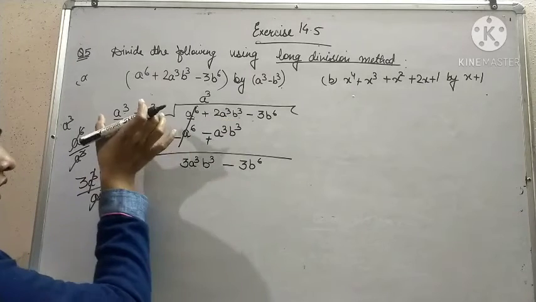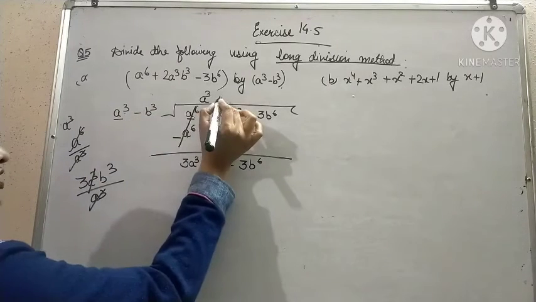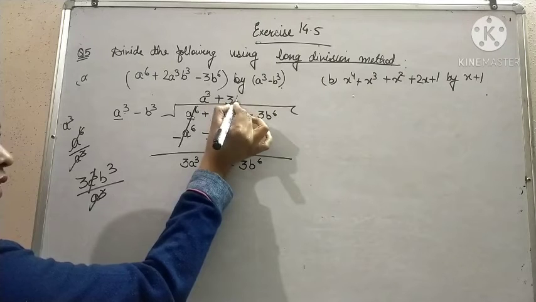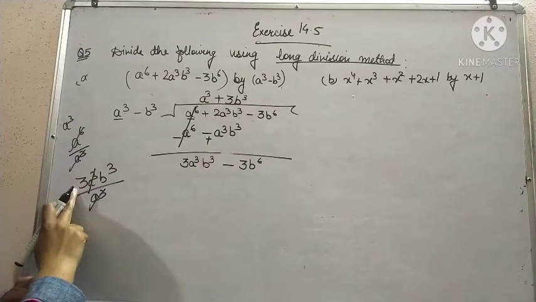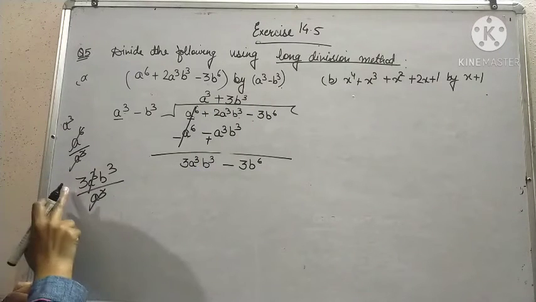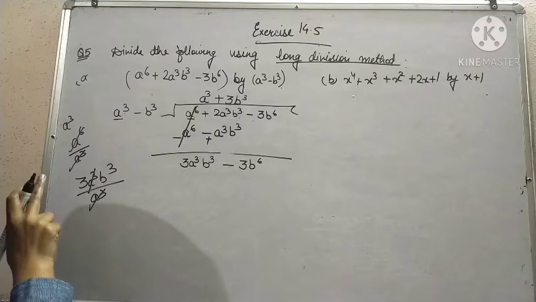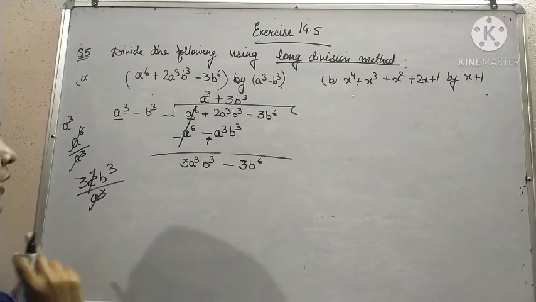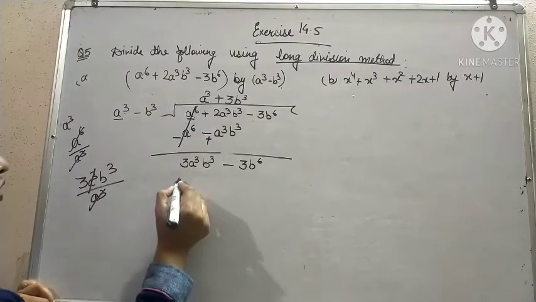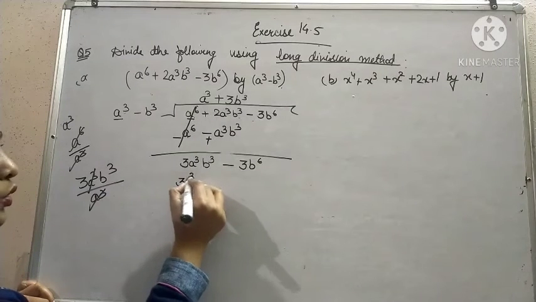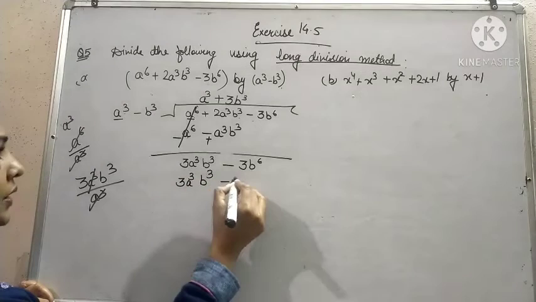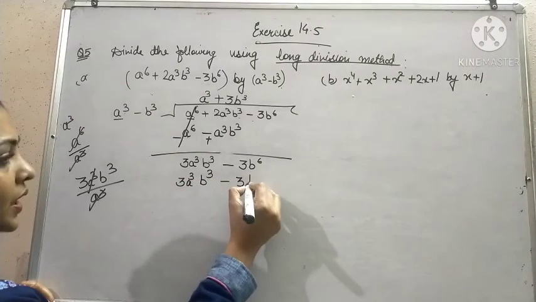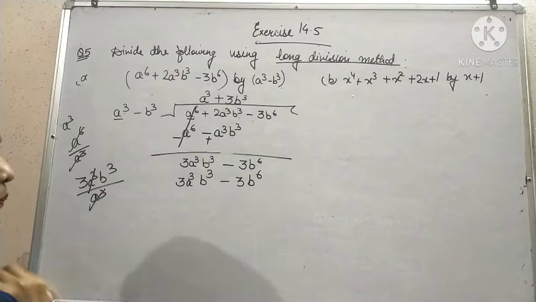That means we need to multiply this expression by 3b cube. Now the sign will be the same as there in this expression. Here there is no sign. No sign means that this term is positive. So you will take a positive sign over here. Now do the multiplication. You will obtain 3a cube b cube minus 3b raised to the power 6.